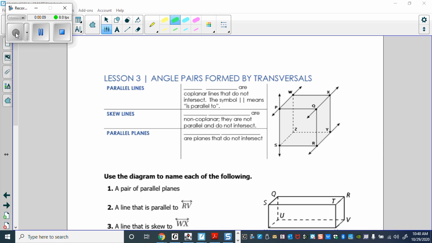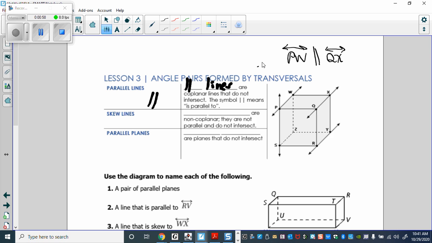So we're going to review some major types of lines here, starting with parallel lines. The notation we use for parallel lines would be the railroad tracks. Parallel lines are coplanar lines. They're on the same plane, and they do not intersect, and the symbol slash slash means "is parallel to." So we could write line PW is parallel to line QX. And there are also other combinations that would work as well.